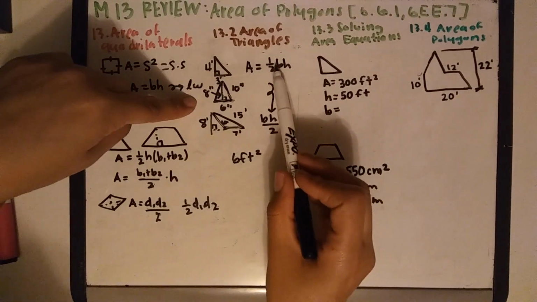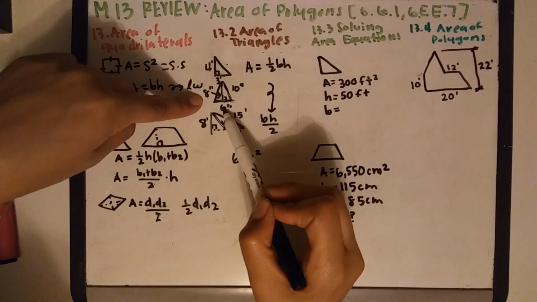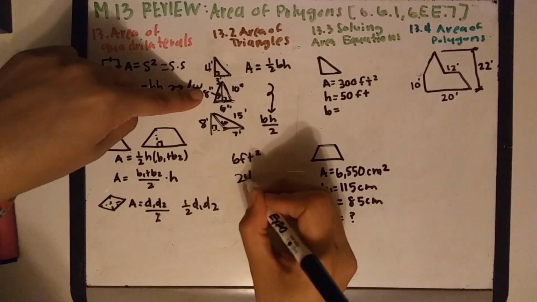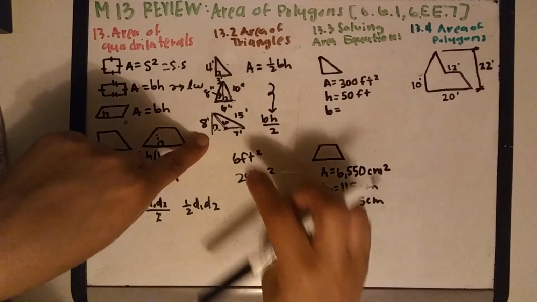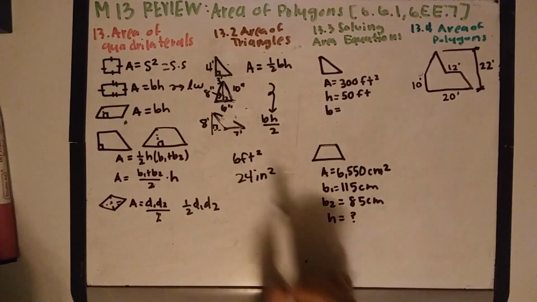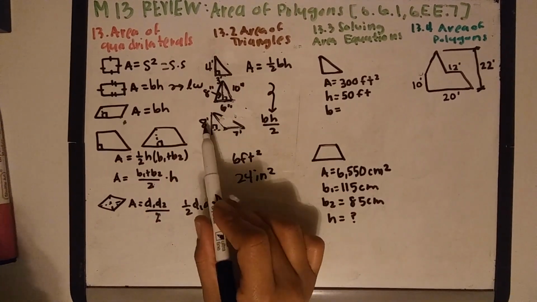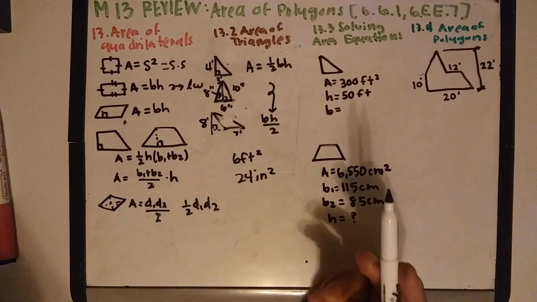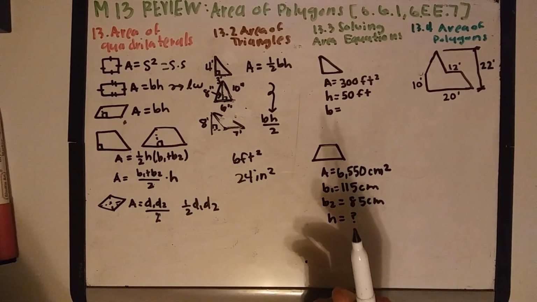If I use this formula, I do half of the base, which is 3, right? So half of 6 is 3 times 8, that's 24. So 24 square inches. On this one, I'm going to ignore that, and this I don't need. I just need my base and my height. So I go 7 times 8, which is 56, divided by 2. That will give you 28.